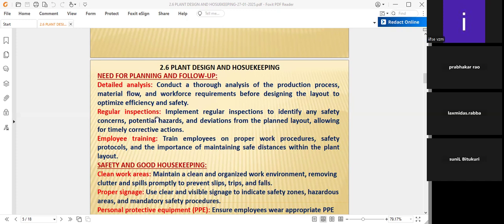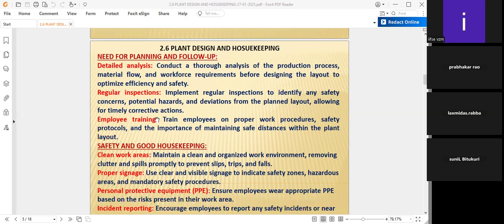Definitely, we have to change the layout and revise the original plant layout, taking the revision as the guideline, and communicate it to all the sections and all the people concerned who are involved in this. That's why regular inspection is necessary. Implement regular inspection to identify any safety concerns, potential hazards, and deviations from the planned layout, allowing timely corrective action. That is the need for planning and follow-up.